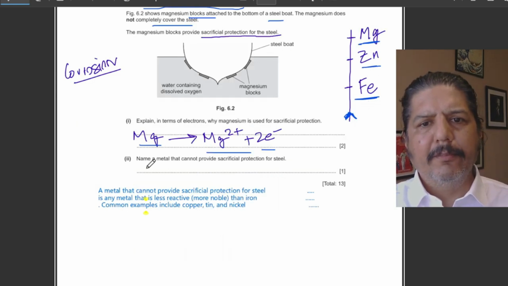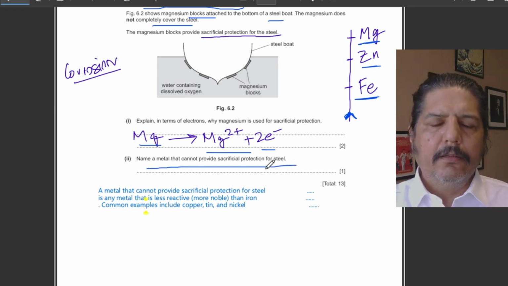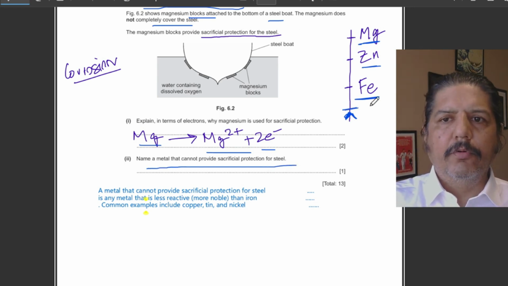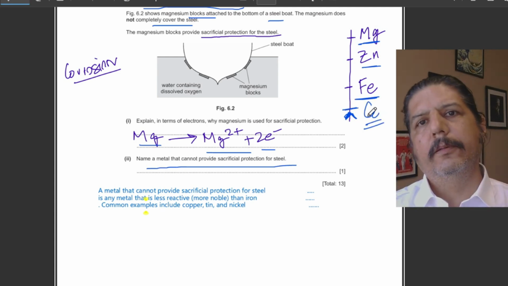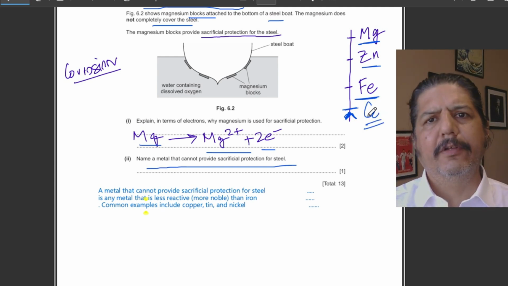Then the second question is, name a metal that cannot provide a sacrificial protection for steel. So, like we had done in a question before. So, for example, copper. Now, copper won't be able to prevent the rusting of iron because it's not very forthcoming in giving out electrons.